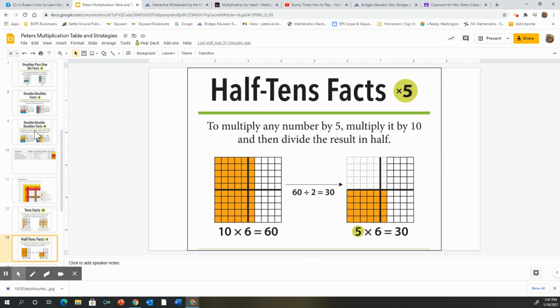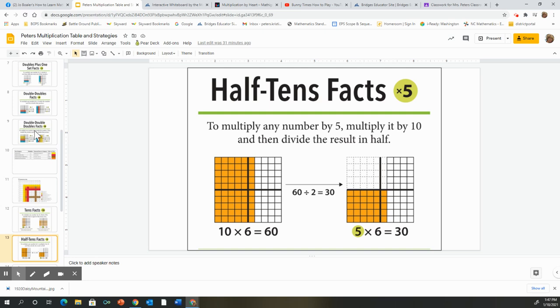This week, we'll talk about half tens facts. And so the strategy, the way Bridges introduces it, is if I want to figure out a times 5 fact, I take a times 10 fact and I split it in half. Now, I don't always see kids using this.